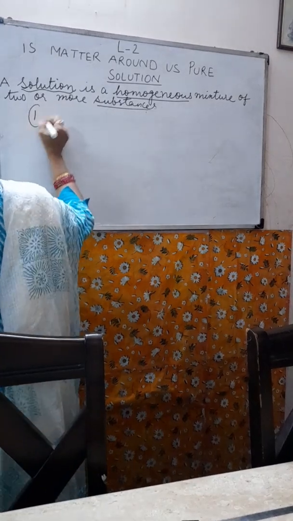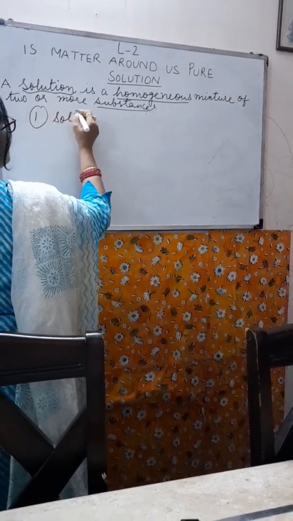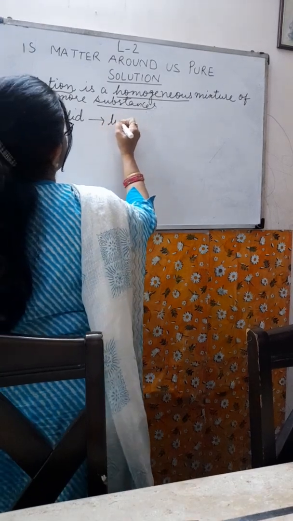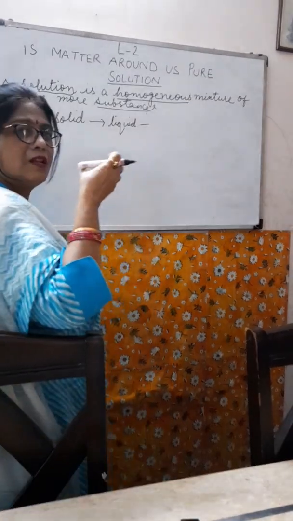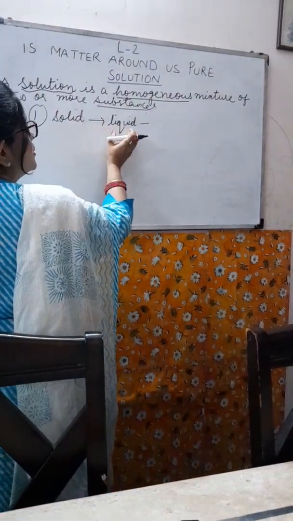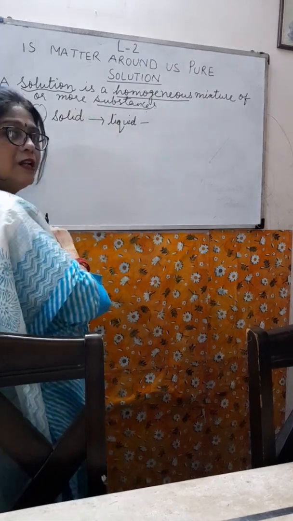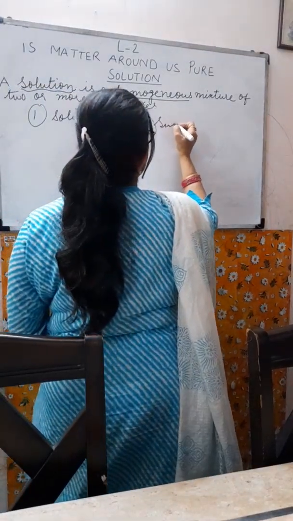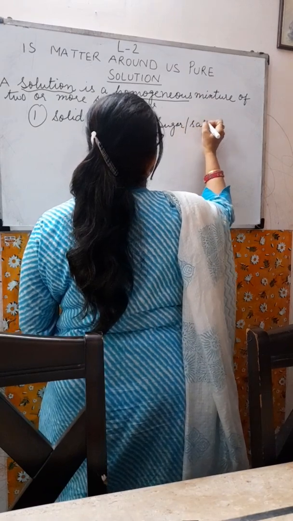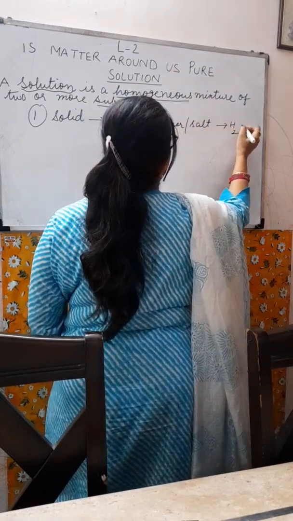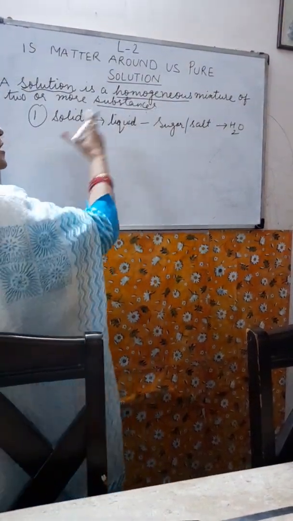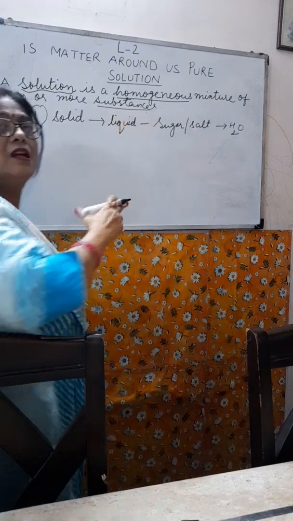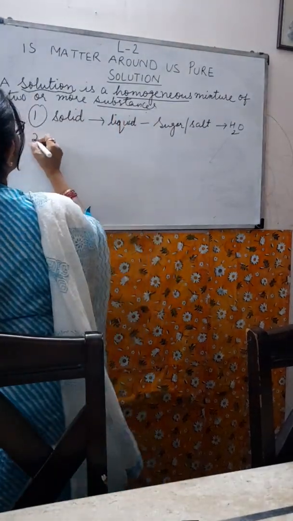Like, first is solid in liquid type of solution. Solid in liquid. The example in daily life we studied is some solids in which solid is the solute and liquid is the solvent. Solid is dissolved in liquid to make a solution. Example is sugar or salt dissolved in water, right? This is one of the examples. ऐसा भी solution हो सकता है. तो ये क्या बनाएगा? Which type of solution will it make? Liquid solution, right?